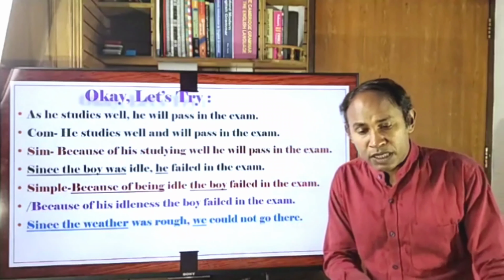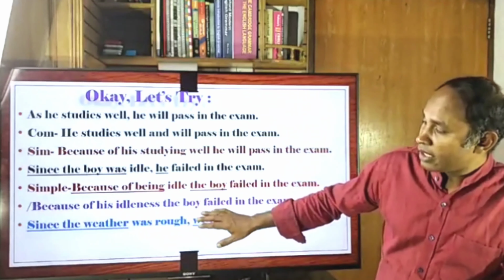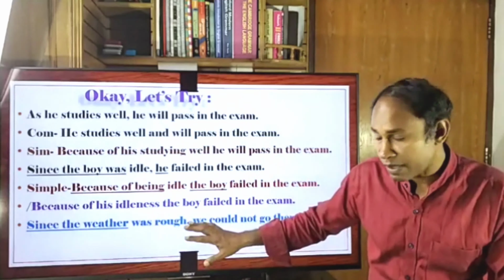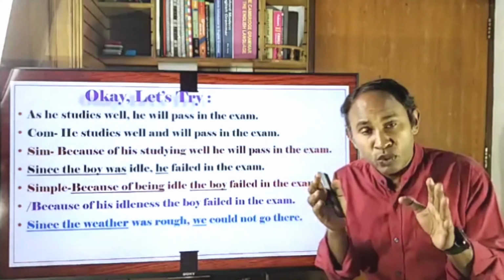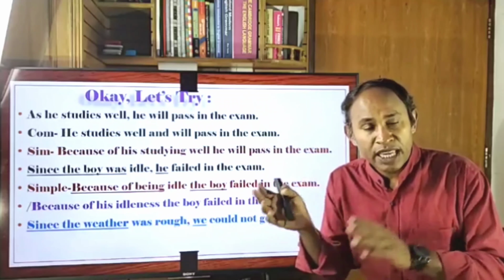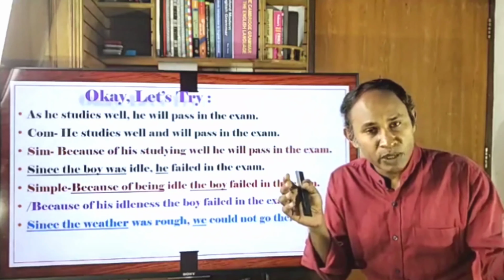Please write down the answer of: since the weather was rough, we could not go there. So let's see. Here the subjects are different. There are two different subjects. One is a personal subject, and the other subject is not personal. So whenever there are two different subjects in two different clauses, you have to be very careful: you have to look at the subject of the subordinate clause, and see whether the subject is animate or inanimate. Perhaps you understand these two words, animate or inanimate. Animate means living, inanimate means non-living. As I have told you to make the possessive form of the subject, but be careful, if your subject is inanimate, then you cannot make the possessive form of your inanimate subject.